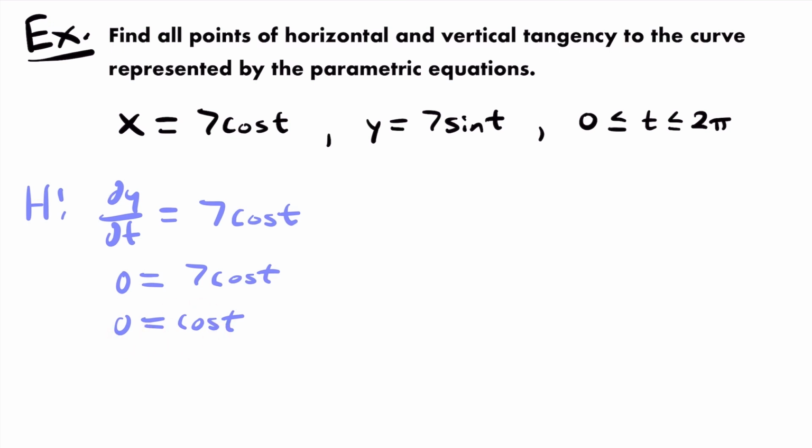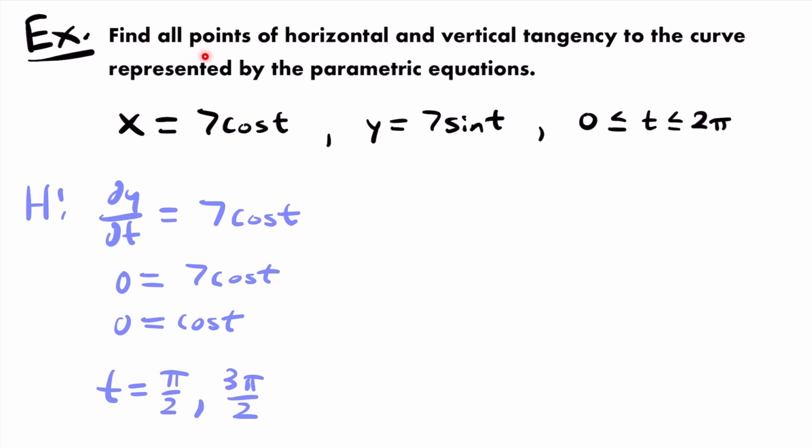And so now we just have to ask ourselves, what values of t on this interval from 0 to 2 pi will make cosine equal to 0? Well, there's only two values of t that are going to make that happen. If you're familiar with your trig functions, you know that cosine is equal to 0 at pi over 2 and 3 pi divided by 2. So when t equals pi divided by 2 and 3 pi divided by 2, dy dt will be equal to 0.